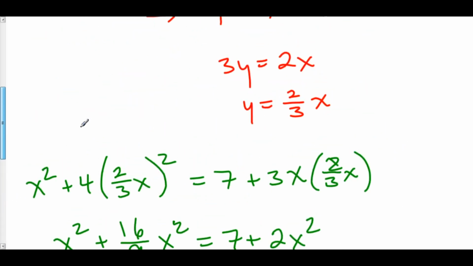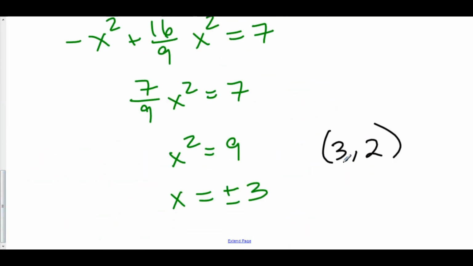Why? Because we have a horizontal tangent line when y equals 2/3 x. We know that x equals 3, which means that y has to equal 2. And there it is. There's the whole thing.